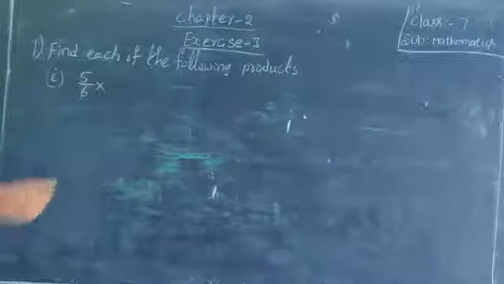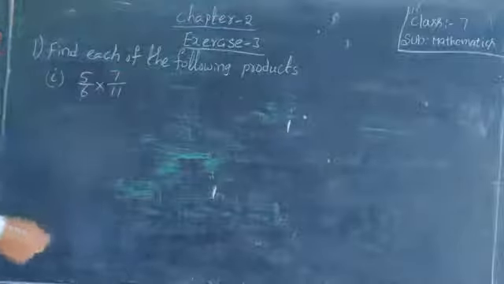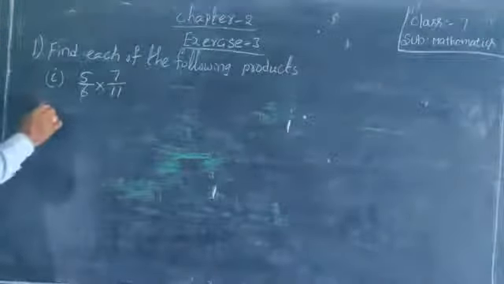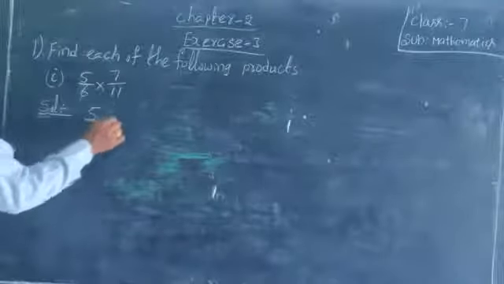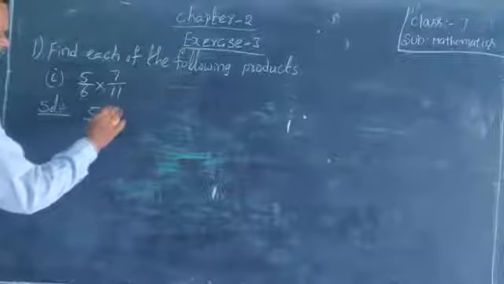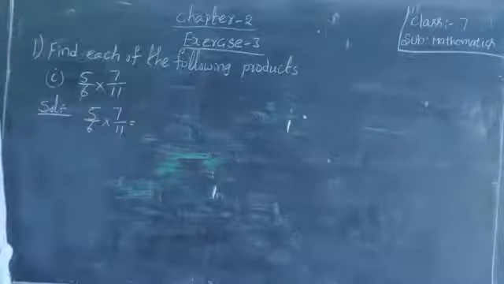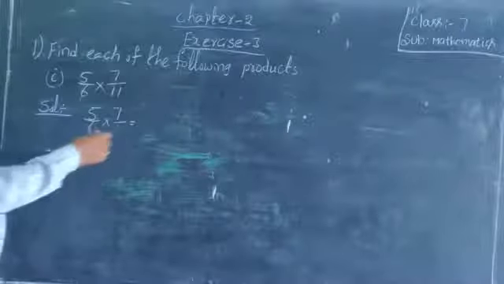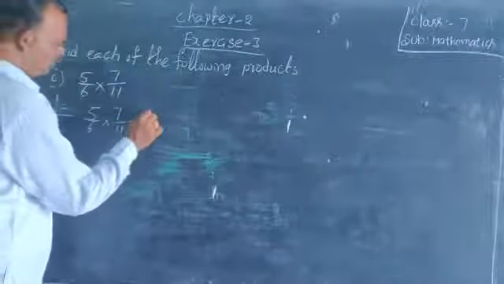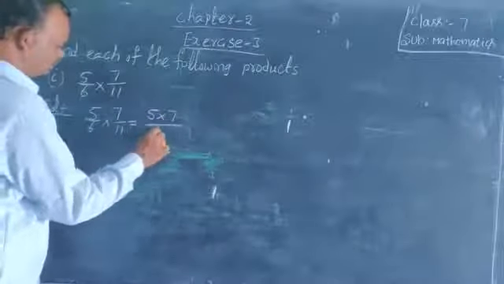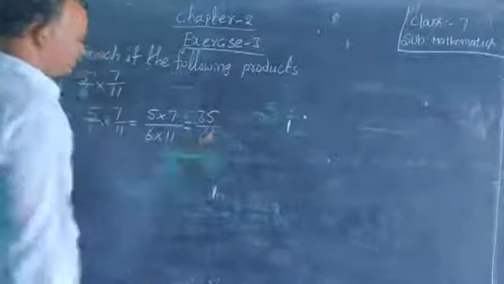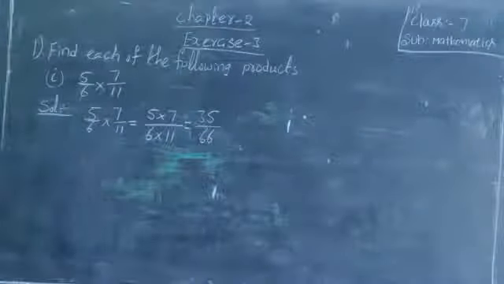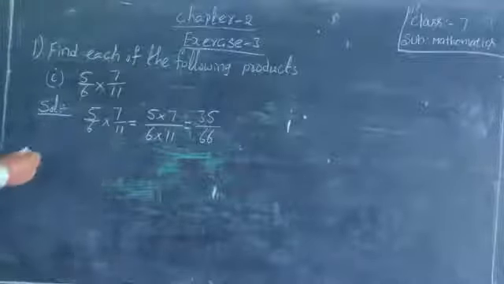5/6 into 7/11. Solution. The given value is 5/6 into 7/11. That is equal to, now we are multiplying the numerators and also multiplying the denominators. That is equal to 5 into 7 by 6 into 11. 5 7s are 35 by 11 6s are 66. 35 by 66. Second one, 6 into 1 by 5.